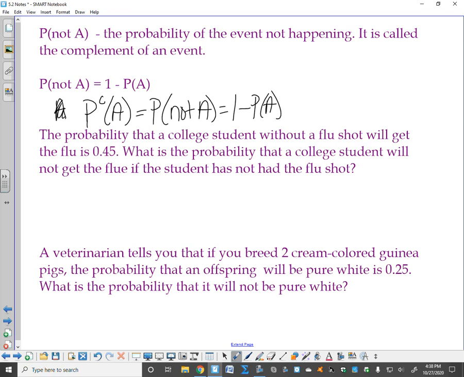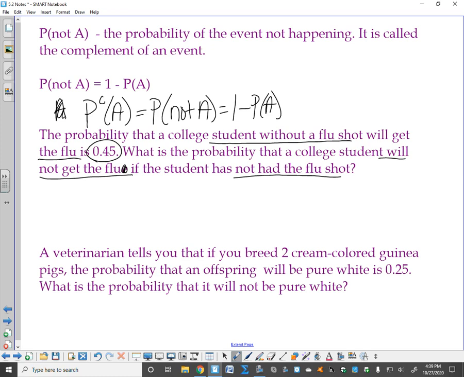The probability that a college student without a flu shot will get the flu is 45%. What is the probability that a college student will not get the flu if the student had not had the flu shot? Okay, the probability if I don't have a flu shot, but I do get the flu is 45%. The probability that I have not had the flu shot and I will not get the flu is the not of the I will get the flu.